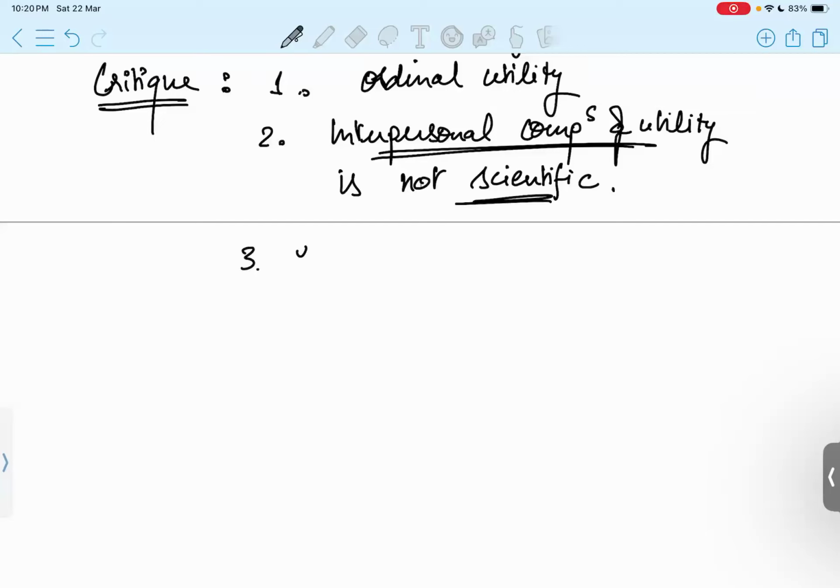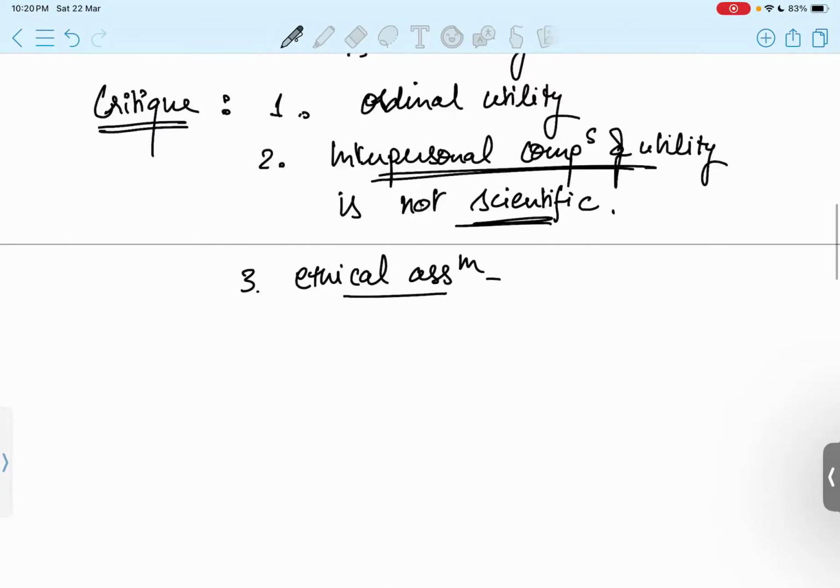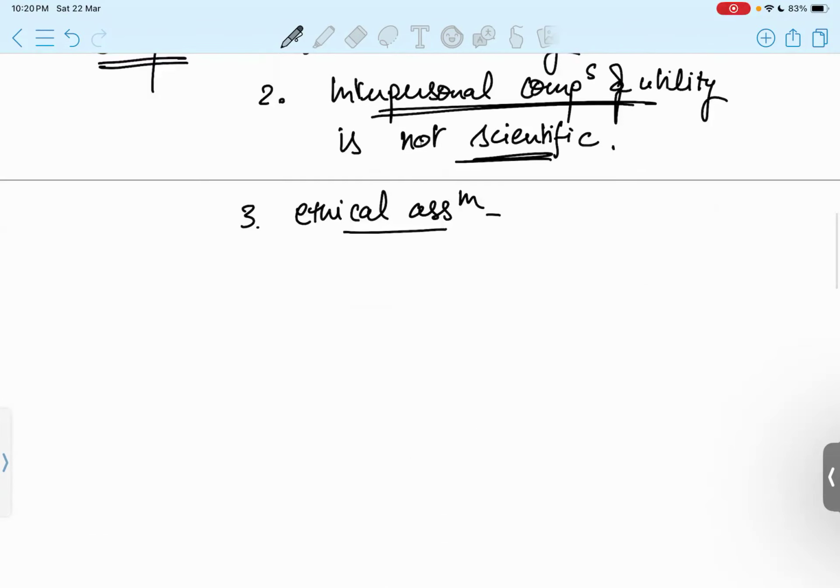And another, they made one ethical assumption, the classicals. Under this, they've given equal weight to all the individuals in society, that we saw here, that the marginal utility of money should be equal for all. So again, this is not practically feasible. For example, there is a drunkard and a professor of any subject.